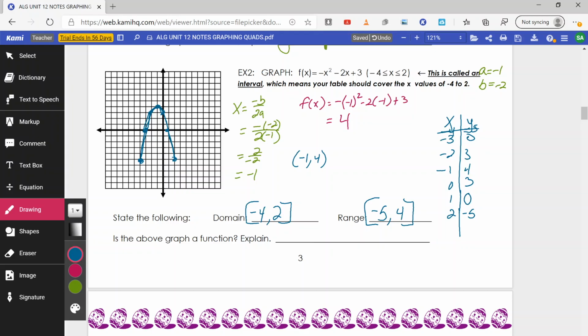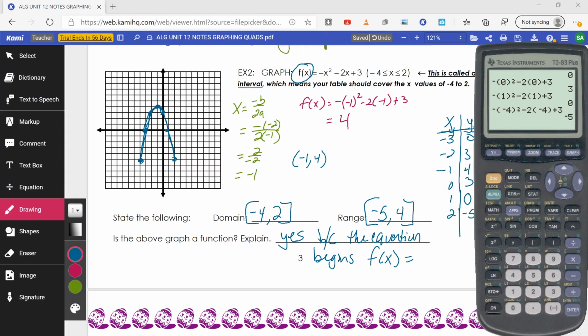Do we have a function, yes or no? And we don't even have to do the vertical line test because they told us it is a function right at the start because our equation started with f of x. Anytime our equation starts with that, it is a function. So yes, because the equation begins f of x equals. So that is graphing a quadratic equation using the axis of symmetry formula and plugging in different x values to find the y values.